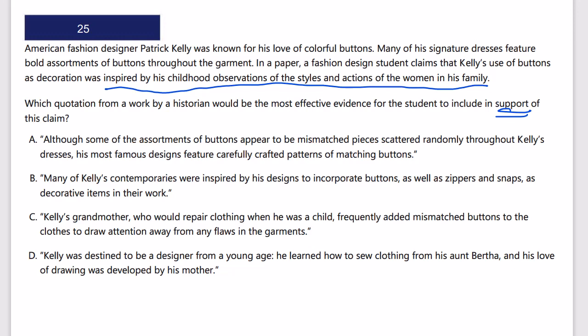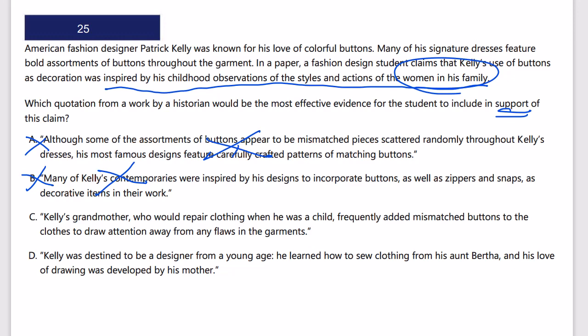Okay? So A, although some of the assortment's buttons appear to be mismatched, pieces scattered randomly throughout Kelly's dresses, his most famous designs feature carefully crafted patterns of matching buttons. It says nothing about the women of his family. We need that in the answer choice. B, many of Kelly's contemporaries were inspired by his designs to incorporate buttons as well as zipper snaps. No, we don't care about the contemporaries. What we want to know is, was this artist motivated by the women in his family?